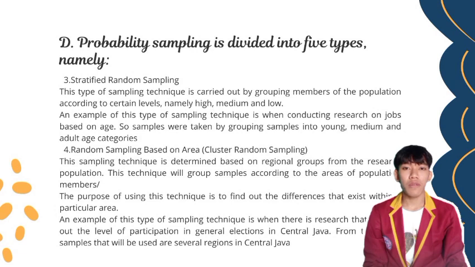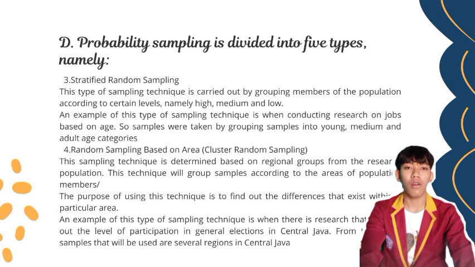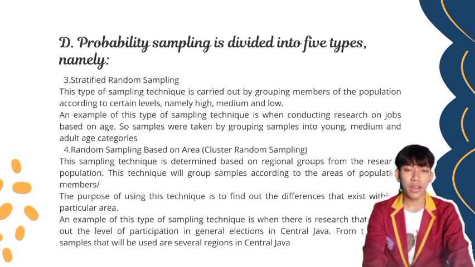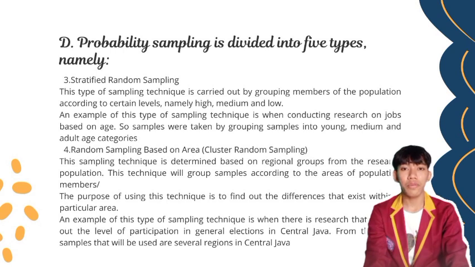Stratified random sampling. This type of sampling technique is carried out by grouping members of the population according to certain levels, namely high, medium, and low. An example of this type of sampling technique is when determining results of jobs based on age. So samples were taken by grouping them into young, medium, and adult age categories.